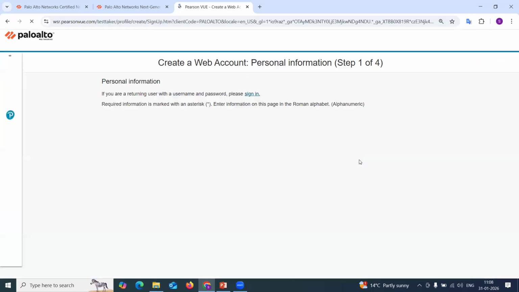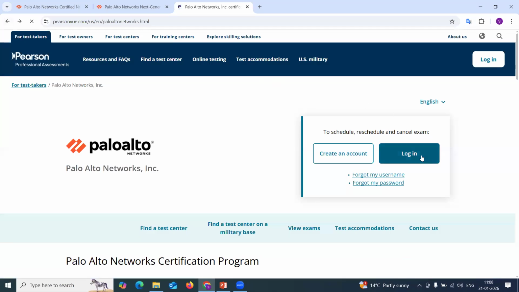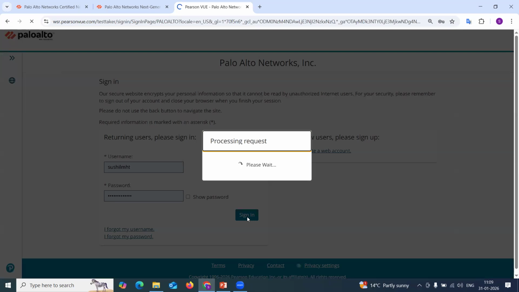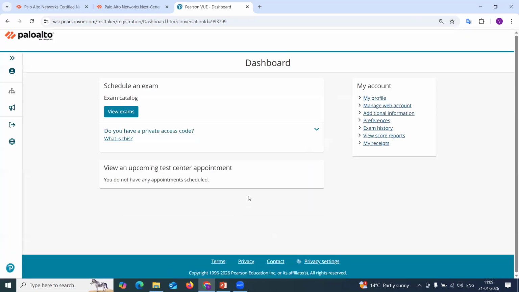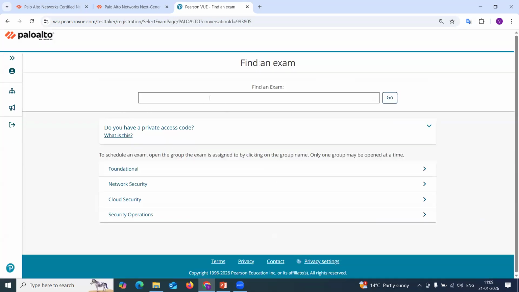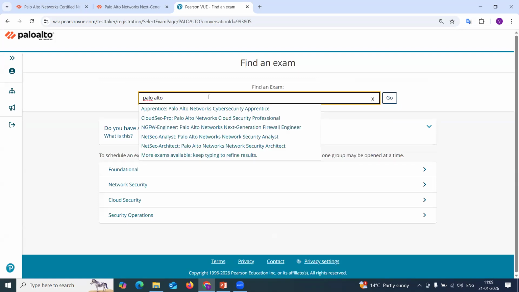Once you are done with your account creation, then you should log in here. And once you log in, you can come here, view exams, and search for an examination. If you type Palo Alto over here, these many types of exams are there.